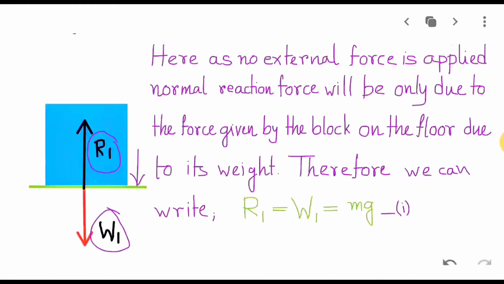Here, as no external force is applied, the normal reaction force will be only due to the force given by the block on the floor due to its weight. Therefore, we can write R sub 1, that is the normal reaction force given by the floor on the block, is equal to W sub 1, that is the weight of the block, that is equal to mg. As we know, the weight of any object is equal to the mass of the object multiplied by the acceleration due to gravity. Here, m is the mass of the block, whereas g is the acceleration due to gravity.